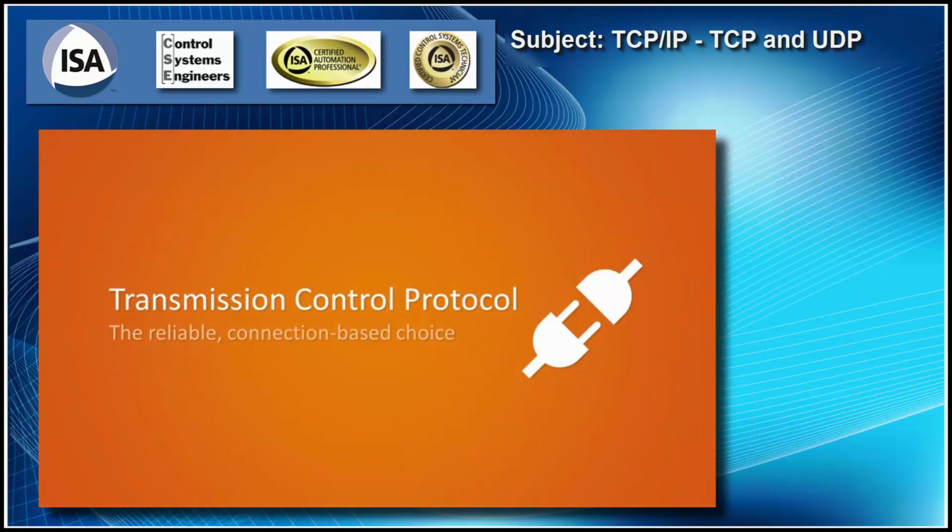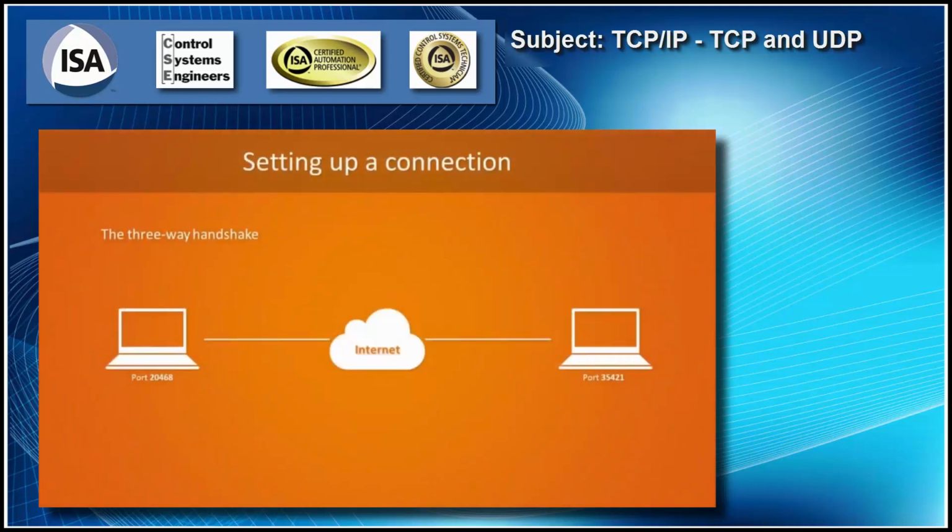The Transmission Control Protocol has certain features that make it more reliable than UDP. However, it also has a bigger communication overhead than UDP. Since TCP is connection-based, we have to negotiate a connection first before we can do anything. This procedure is known as a three-way handshake.